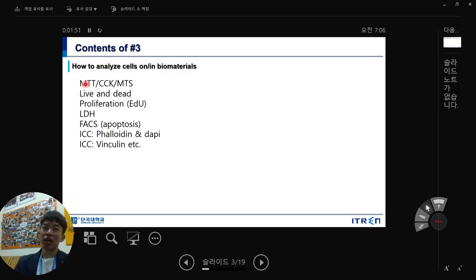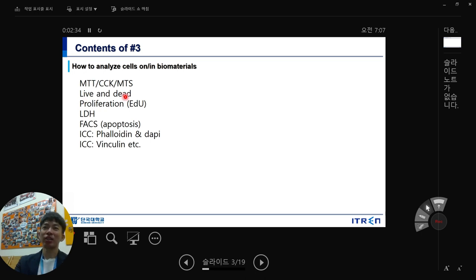So I'm going to talk following this sequence: MTT, CCK, MTS. Maybe some of you have already done these a lot, but I think you didn't know the basic principle in detail. MTT, MTS, CCK. Could you raise your hand if you know the differences among these three different methodologies? Okay, after this lecture, you will know.